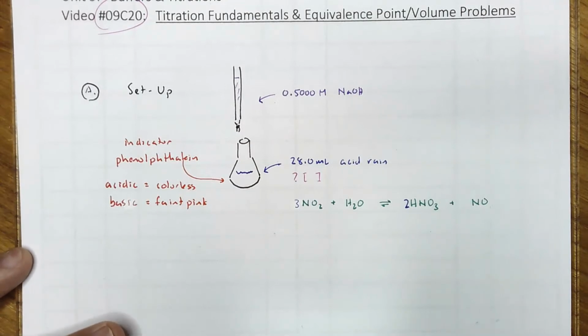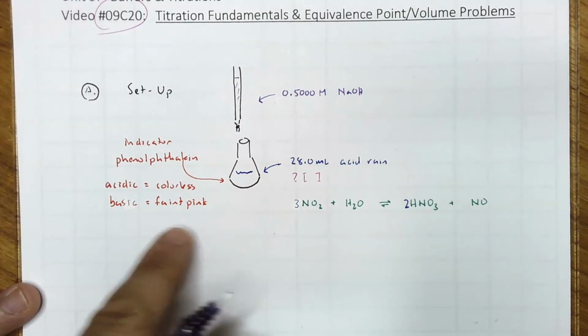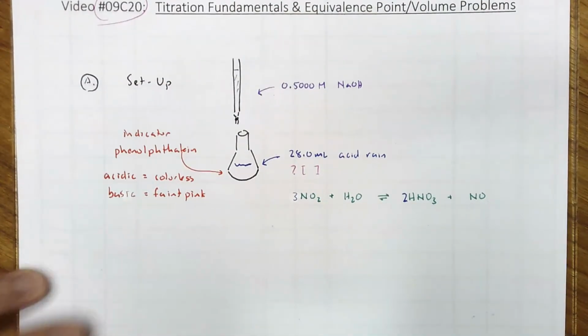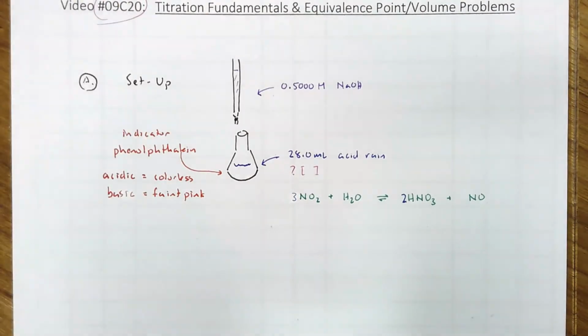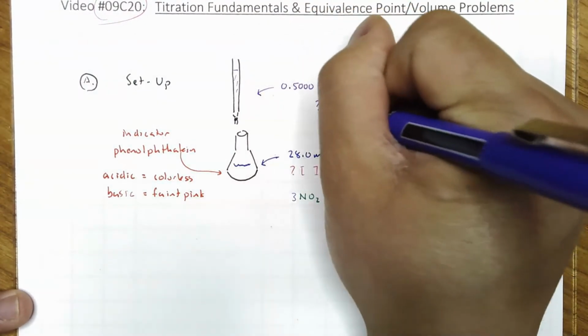And you want to catch it at that point and figure out the volume. So basically, what you're figuring out is what volume do you need to get this to turn faint pink, just at the border of acidic and basic. Okay, so we need to figure out what volume.